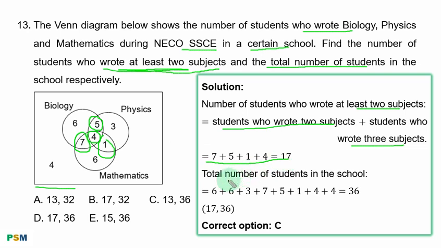Second part, total number of students in the school. You add all the information in the Venn diagram, including these 4, and you have 36. If you write both results together, you have 17, 36. The correct option is D. Correct option is D, not C.